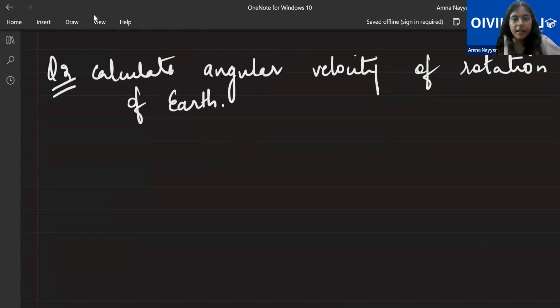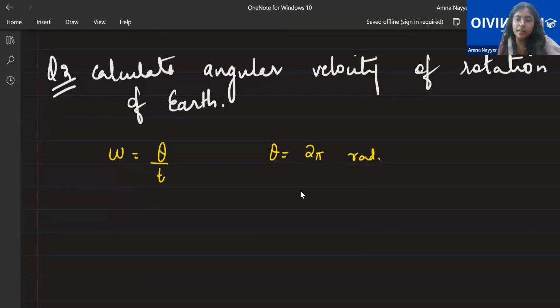No, see, it says calculate the angular velocity of the rotation of the Earth. So in this, when we have to calculate the rotation of the Earth, angular velocity is angular displacement divided by time. Now, can you tell me what should be the value of theta, the angular displacement? 2 pi radian. Yes, because one rotation is covering 360 degrees only. So this will be 2 pi radian.